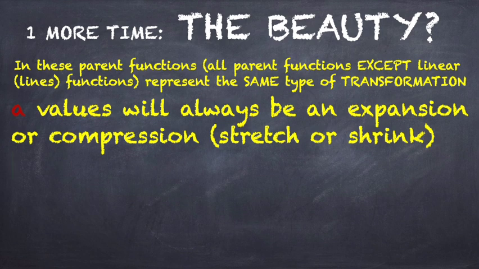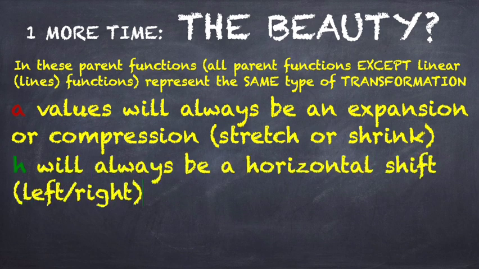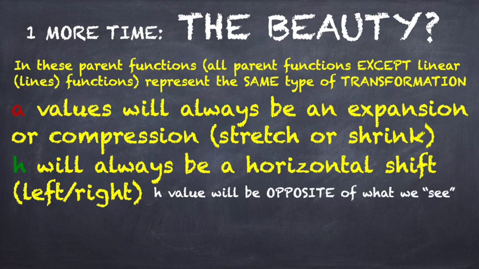Our H value will always be our horizontal shift. If we have something grouped with X, H will have the opposite value of what we see. So if we see X plus 3, our H value is minus 3. If we see X minus 7, then our H value is a positive 7. But that's always going to be our horizontal shift.